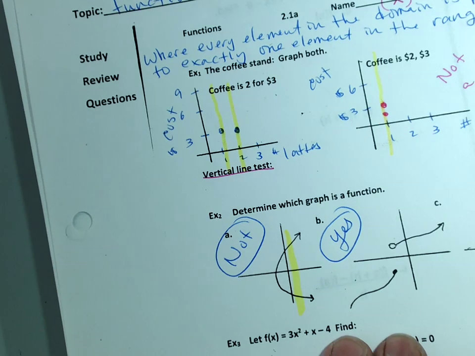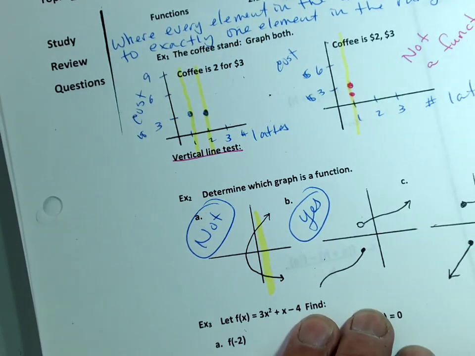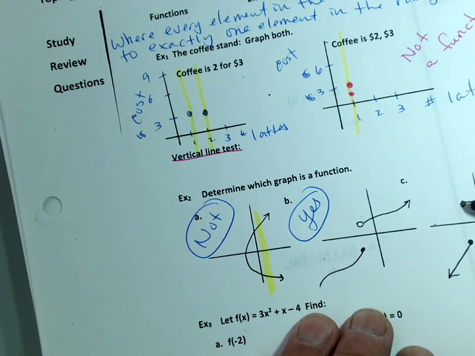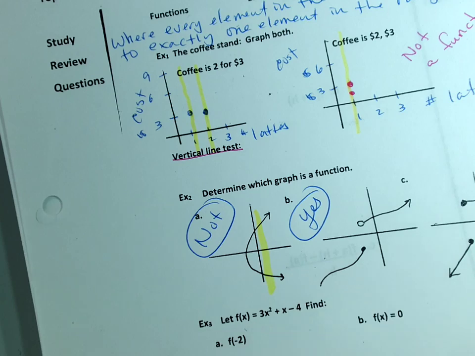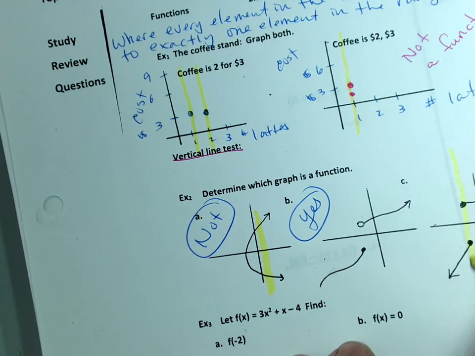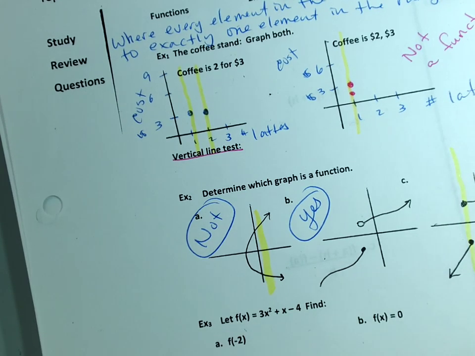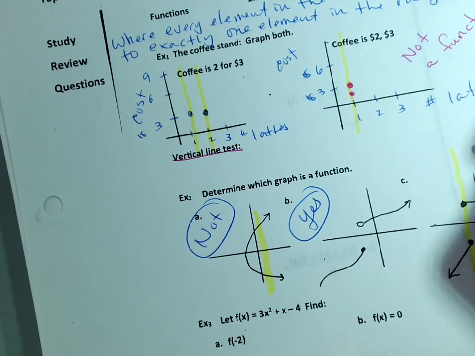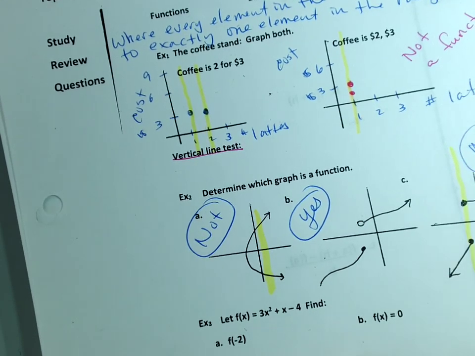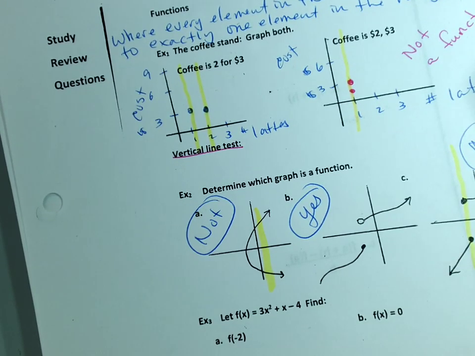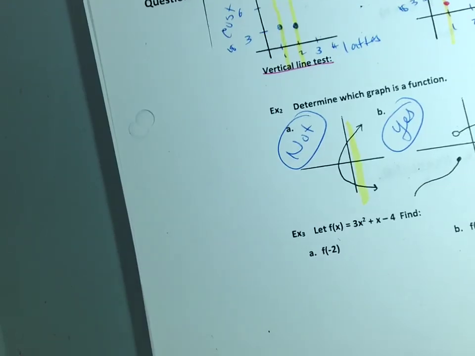How about C? Is this a function? No. Where does it fail? Because of the two black dots right there. You've got an x value with two different y values, so it's not a function. Good. Easy? Thumbs up, everybody? How's this for pre-calc? Slow enough? Okay, good.